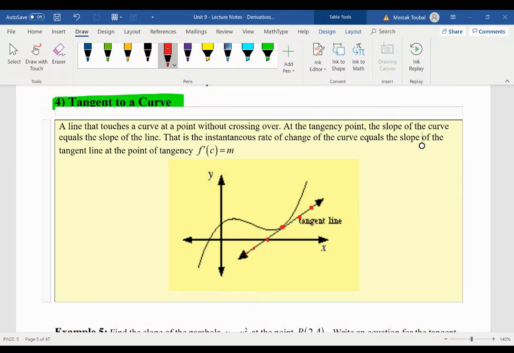Now, the idea is this. If I know the slope of this line, the tangent line, then I know the slope of the curve at this point. The opposite is also true. If I know the slope of this curve at this point, then I know the slope of the line. And that is something that comes in very handy in calculus.